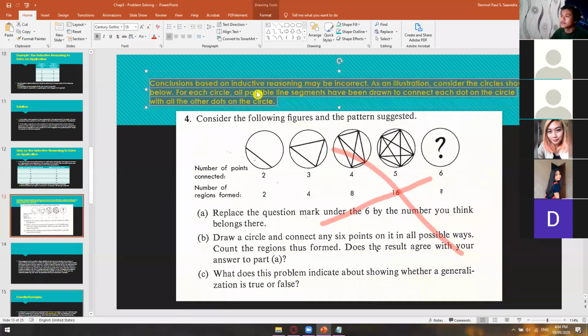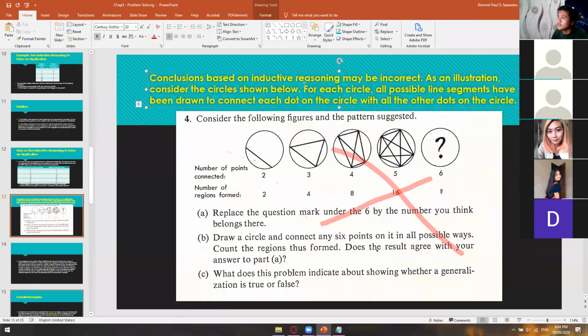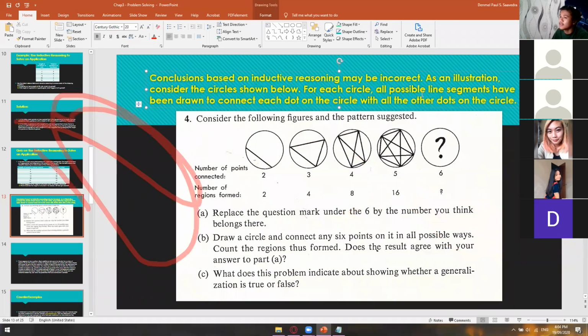Kita nyo ba? Based on inductive reasoning may be incorrect. As an illustration, consider the circles shown below. For each circle, all possible line segments have been drawn to connect each dot on the circle with all the other dots on the circle. Okay, so never mind this number 4.